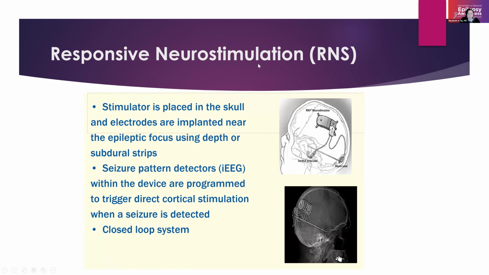So responsive neurostimulation, RNS: the stimulator is placed in the skull, and electrodes are implanted near the epileptic focus using depth or subdural strips. The seizure pattern detector, iEEG, which is within the device, is programmed to trigger direct cortical stimulation when a seizure is detected. So this is a closed loop system.